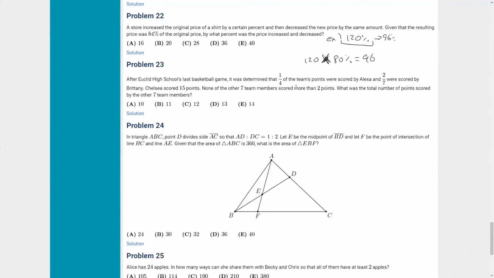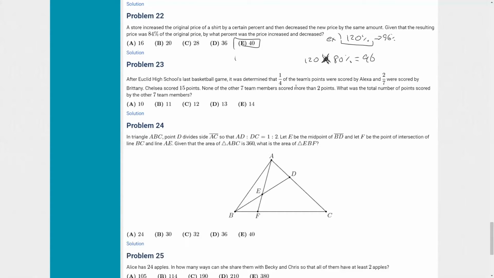In this case, we could write an algebraic equation that lets us know right on the dot what that percentage should be. But we don't need to do that. We already tried 20%. You can see over here, B is 20%, and it only gave us 96%. We want 84. We really want that price to go down.